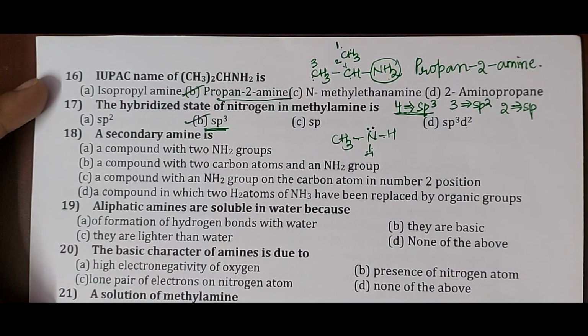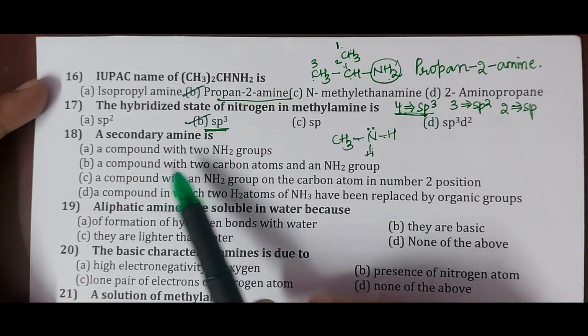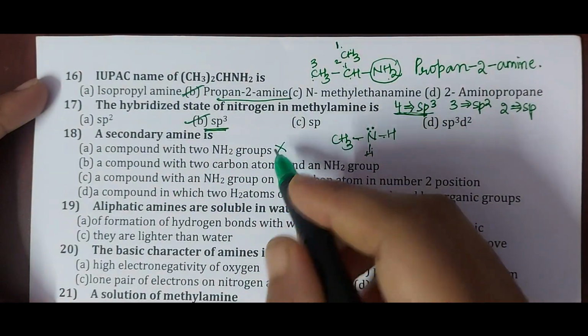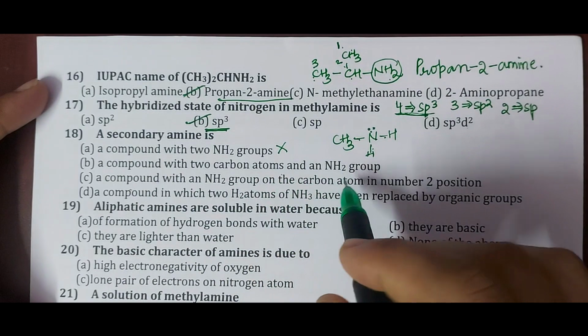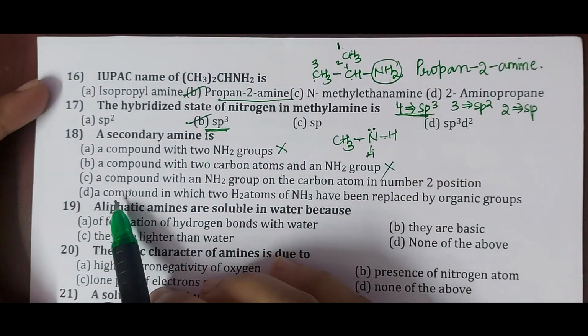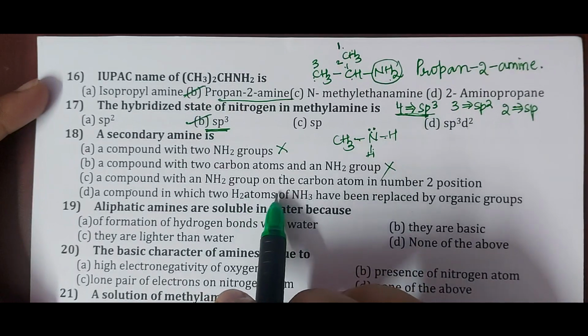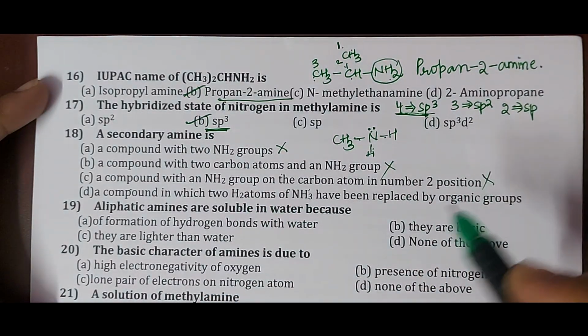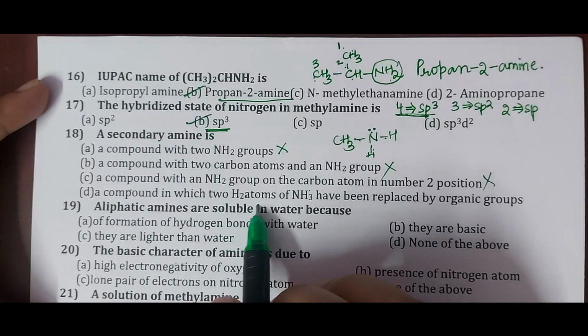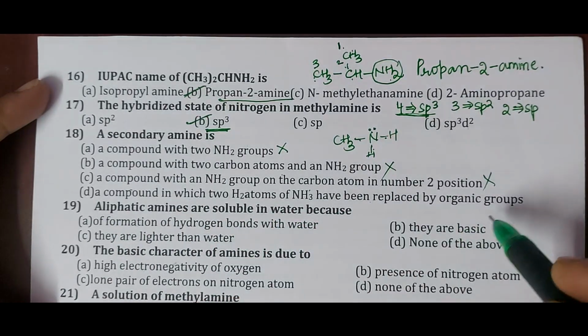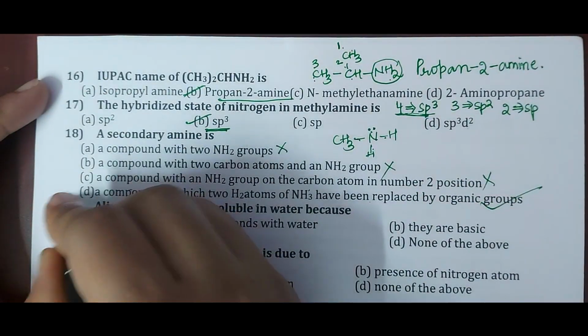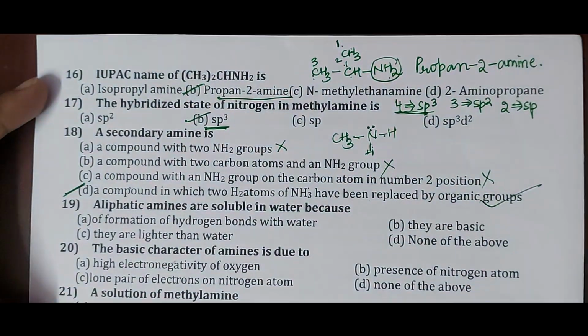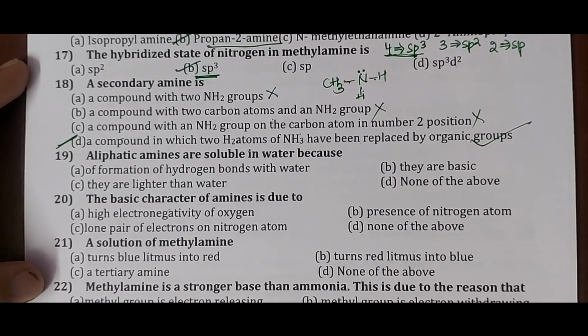Next question number 18. A secondary amine is a compound with 2 NH2 groups? No. A compound with 2 carbon atoms and an NH2 group? No. A compound with the NH2 group on the carbon atom in number 2 position? No. A compound with 2 hydrogen atoms of NH3 replaced by organic groups? Yes. So the correct answer is option D. Next we'll go with question number 19.